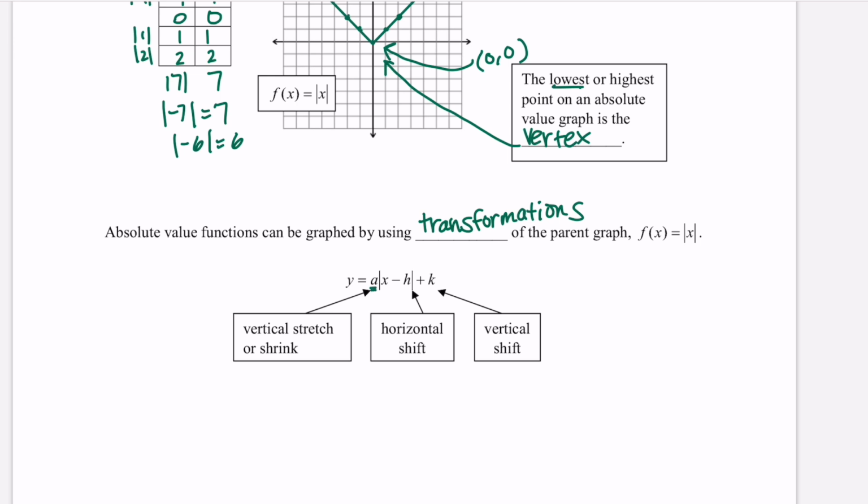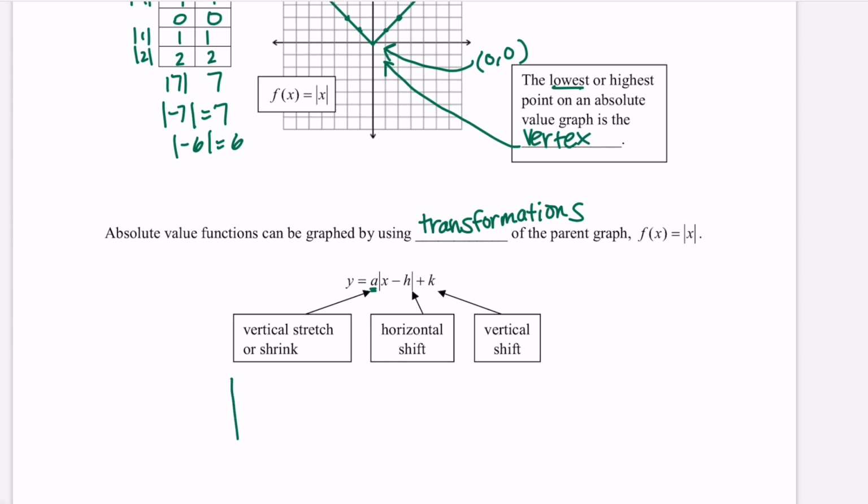This is going to be a vertical stretch or a vertical shrink. So what's going to happen is it's going to make it very skinny, like this, or it's going to be very wide depending on the graph. So the bigger the number, so if you had like a 7, it's going to make it more skinny. Whereas if you have a number that's between 0 and 1, or 0 and -1, it's going to be a little bit wider.